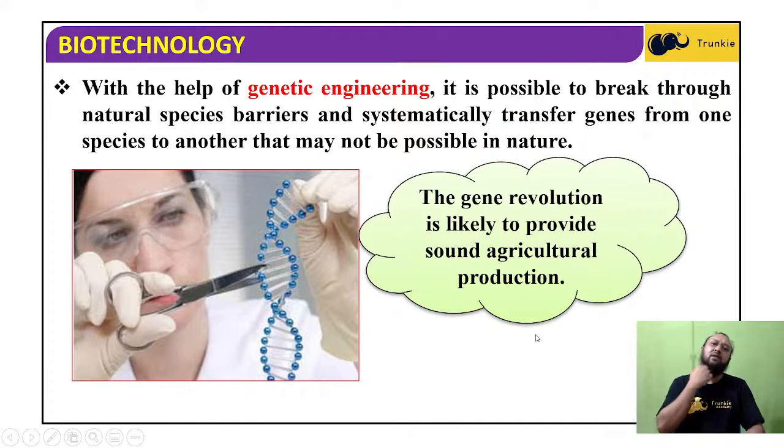The gene revolution is likely to provide sound agricultural production. With its help, we can get good quality crops by changing the genome of the crop plant. If we know that this particular gene is responsible for disease resistance, this gene for a good size of the fruit, this gene for a good taste of the fruit, and this gene for good grains of the crop, then we can genetically modify and get them. So the gene revolution is likely to provide sound agricultural production.